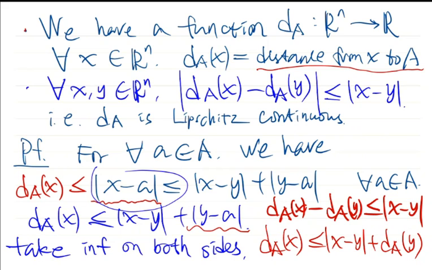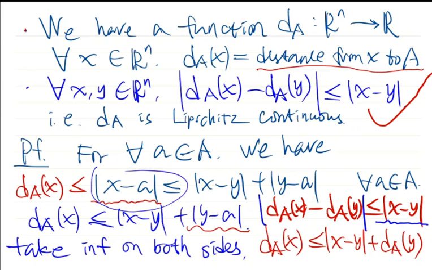So interchanging the roles of x and y, we see that dAy minus dAx is also less than the norm of x minus y. So we can take absolute value to get the result we want. So our inequality is proved. Okay, so this trick is very useful: you fix an A and then take an infimum when A changes.